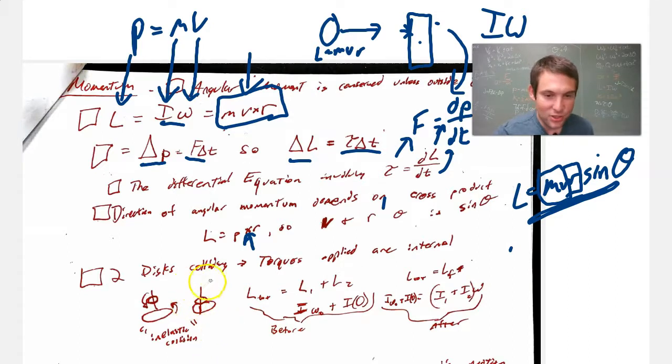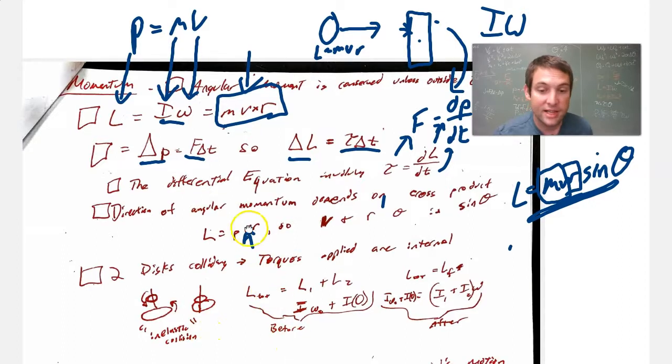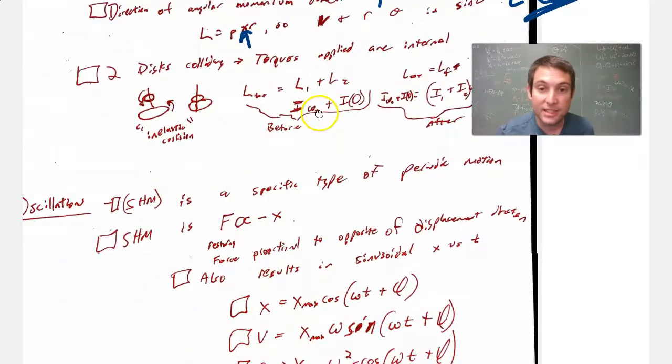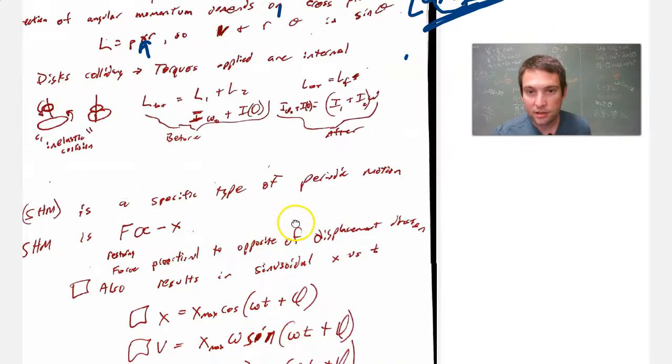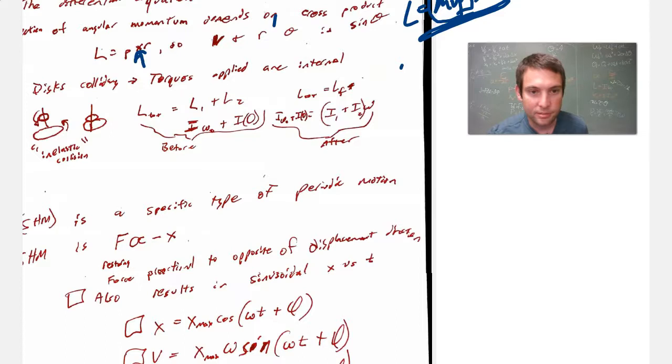Sorry, getting tired. Two disks colliding means torques applied are internal. You have to ask yourself, is this collision elastic or inelastic? If they stick together, then it's inelastic. So you would just say, I don't know if you can read that, but it's good stuff.